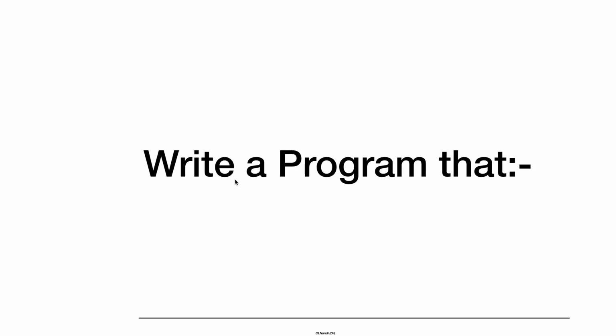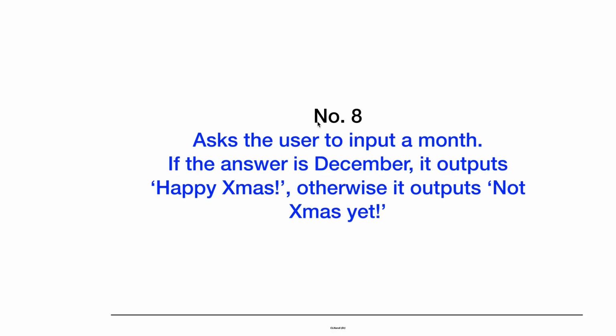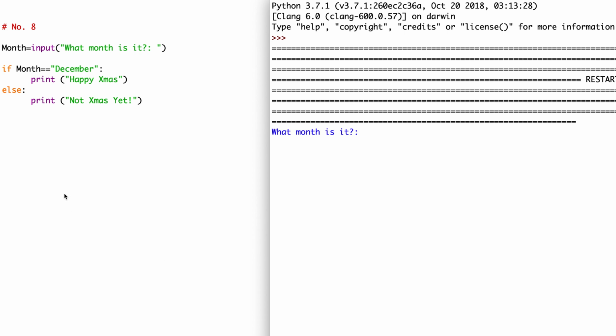So now let us write a program that, for number 8, asks the user to input a month. If the answer is December, the program outputs Happy Xmas. Otherwise, it outputs Not Xmas Yet. So here we have the program for number 8.